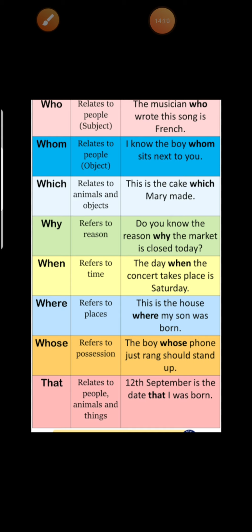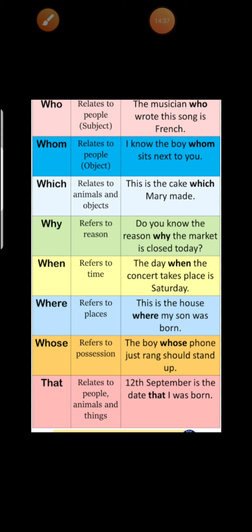Which relates to animals and objects. So which is used for animals and objects. Like this is the cake which Mary made. So your cake is a thing. It's not any people. Alright. Then why refers to reason. Do you know the reason why the market is closed today? So we are referring to the reason.